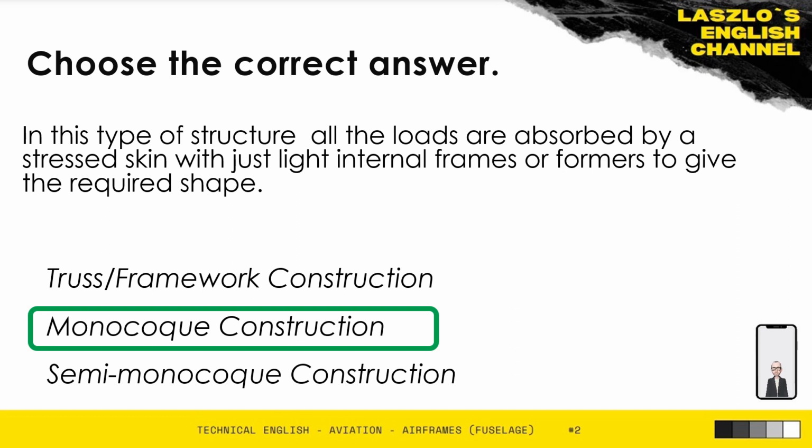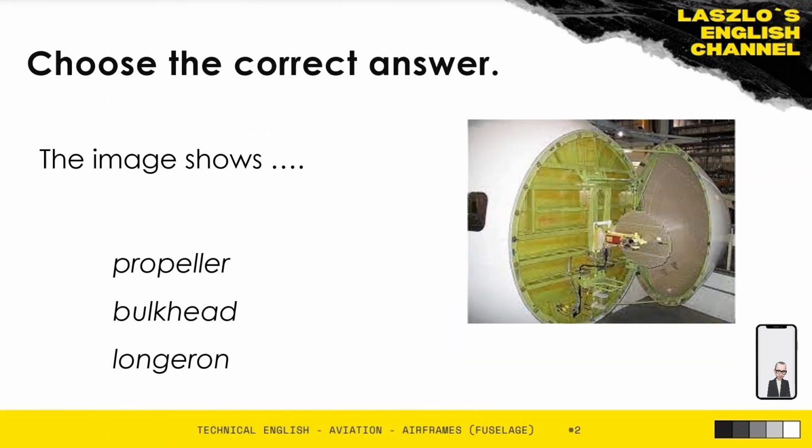Let's move on to the next question here. What does this image show? Okay, so is it a propeller, a bulkhead or longeron? This is, of course, as I'm sure you've all chosen, the bulkhead. That's the correct answer here. So bulkhead. All right, I think we got one more question right here.